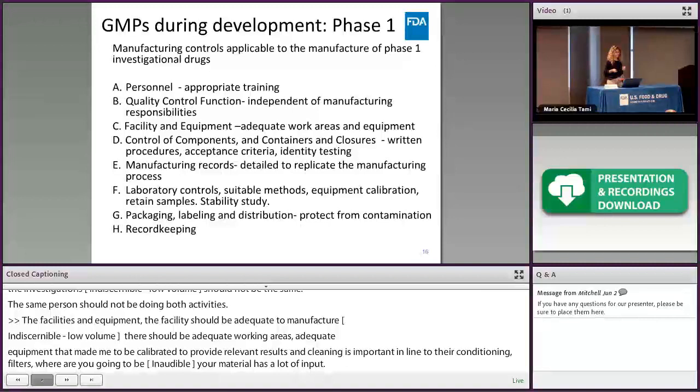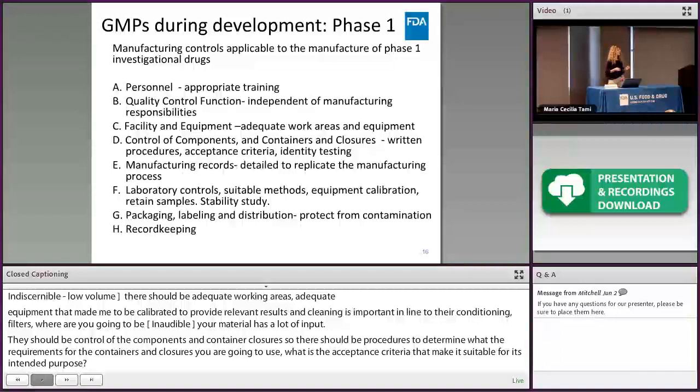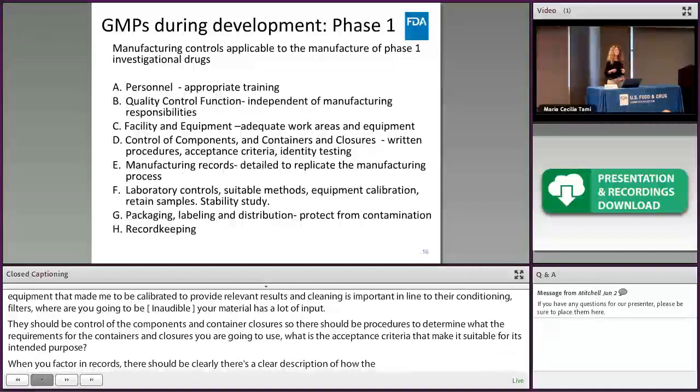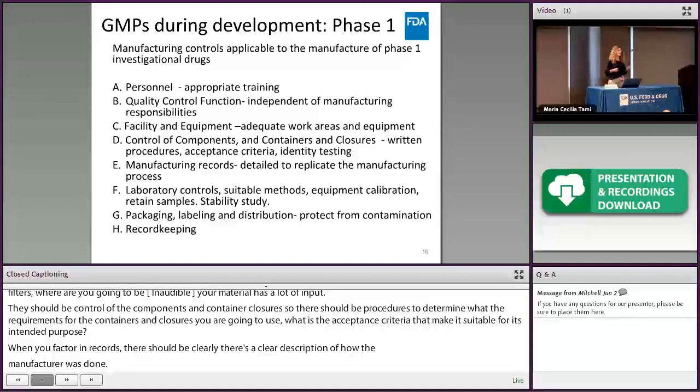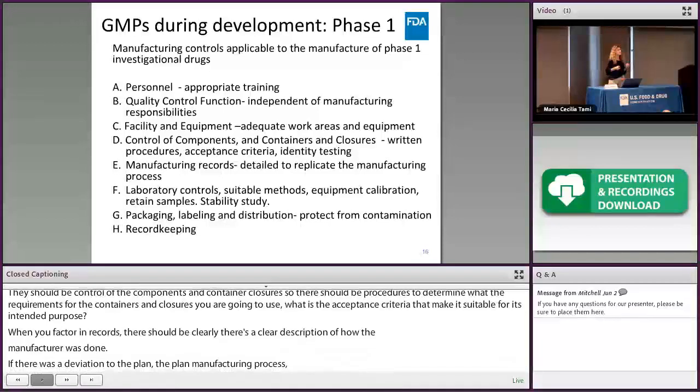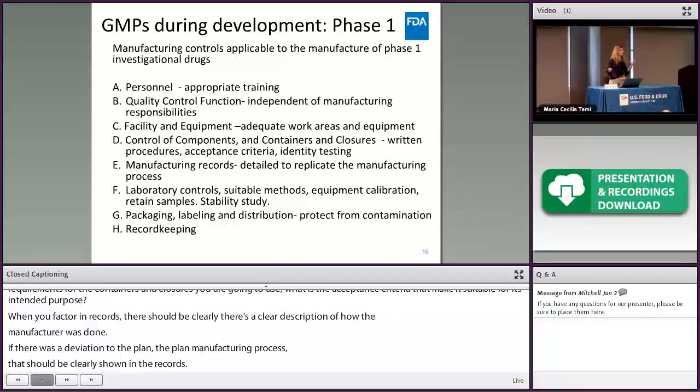Manufacturing records: there should be a clear description of how the manufacturing was done. If there was a deviation to the planned manufacturing process, then that should be clearly shown in the records. If, for example, you add worksheets for the testing results, there should be assurance that there is some kind of traceability of those records, that it's not that you can print out a paper and write something down. So this kind of control is very important because it's going to ultimately help you build up on very, very solid grounds.